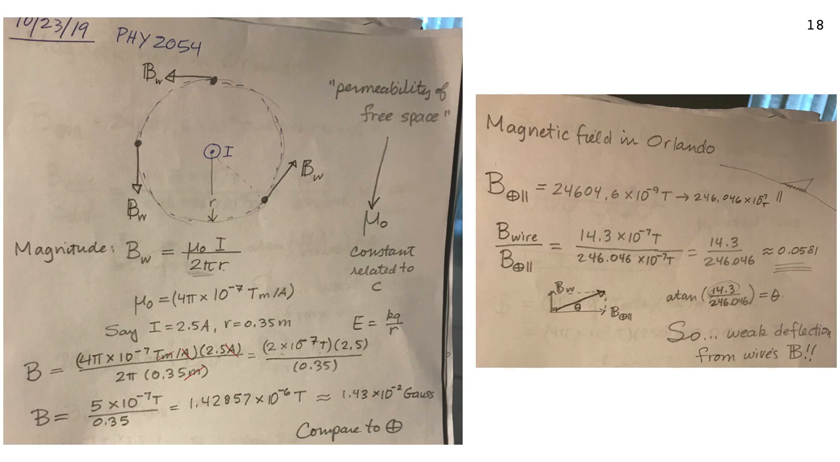0.0581. Anybody verify me at 0.0581? Raise your hand if you verify. All right, okay, so what that tells you is the magnetic field of the wire is not even 6% of the magnetic field of the Earth. So the wire is not going to deflect the compass needle a whole lot. Let's figure out how much it does.